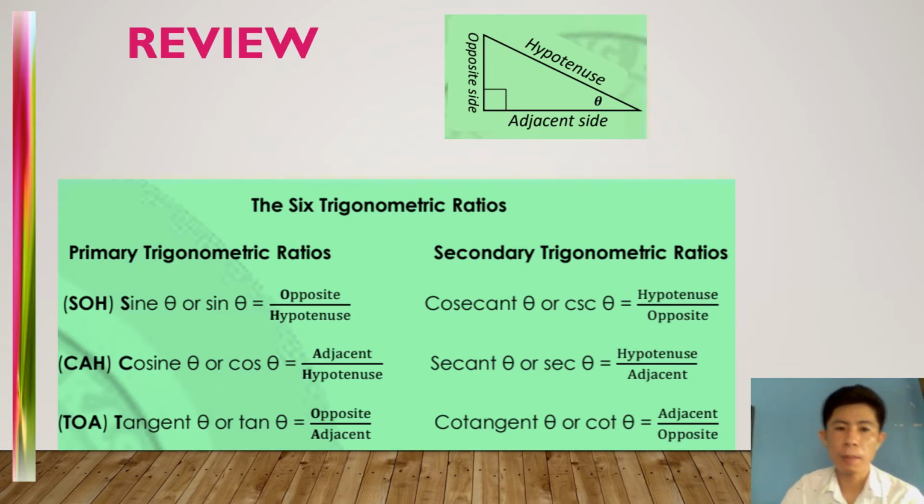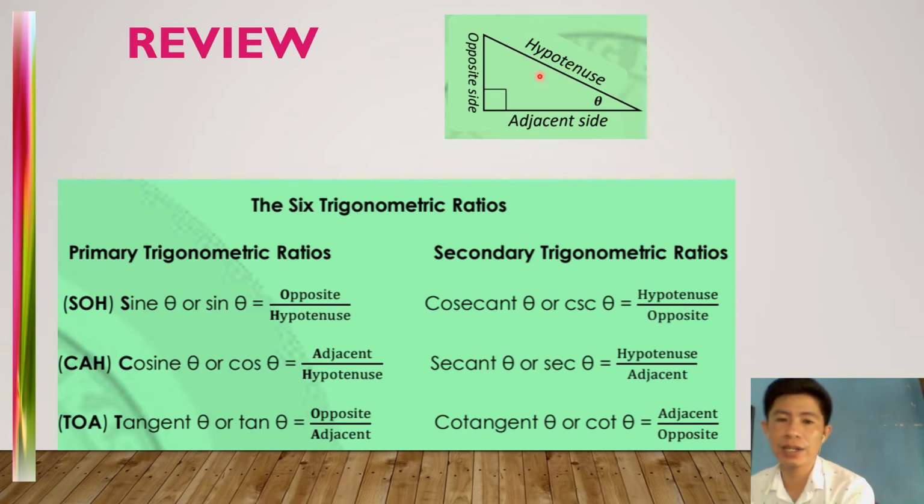Okay, so before we discuss our topic for today, we need first to review this topic that we have discussed last meeting. Last meeting, we discussed the six trigonometric ratios of the right triangle. We have here this right triangle, and this side opposite the right angle is called the hypotenuse. So this side is always called the hypotenuse, or the longest side in the right triangle.